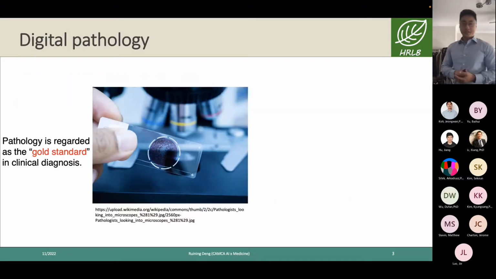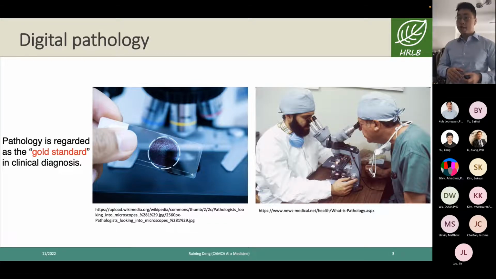Pathological images are regarded as the gold standard in clinical diagnosis. Usually pathologists cut biopsies from the organ, put them under glass slides, and use a microscope to analyze the morphological patterns on the slides. So a pathologist has to be on site with the microscope to do all of the analysis.